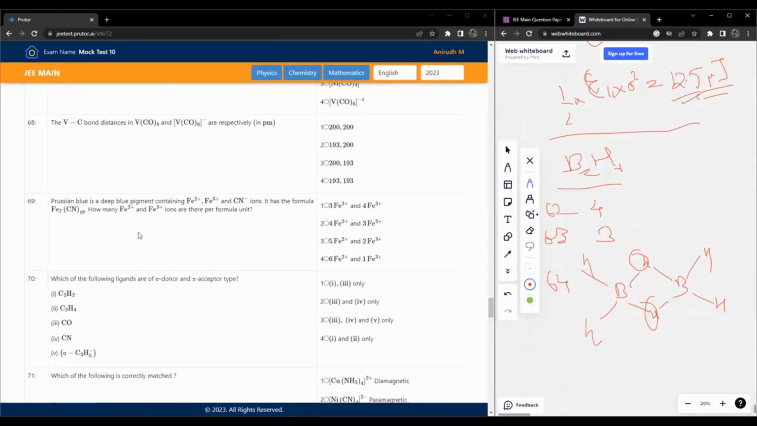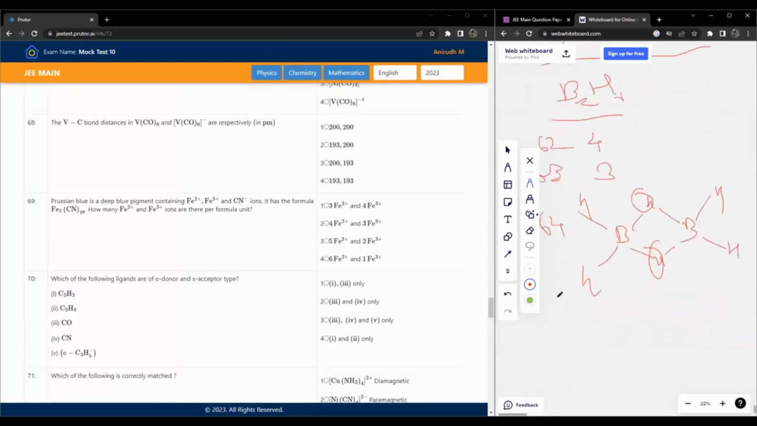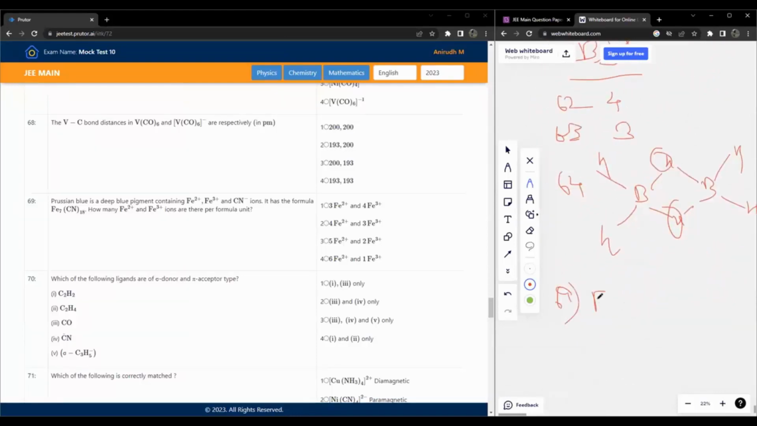Prussian blue is a deep blue pigment. Prussian blue is basically right. 69 is Fe4[Fe(CN)6]3, right? This being the case, for every formula unit you have Fe4, Fe, and Fe6, right? So for every formula unit, you have 4 Fe3 plus and 3 Fe, wait, 4 Fe2 plus and 3 Fe, wait, what did I say? It's 4 Fe3 plus and 3 Fe2 plus ions, right?